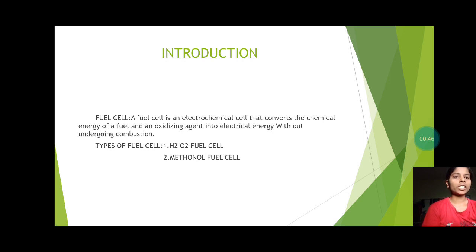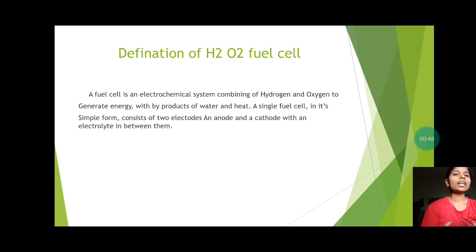First of all, we go for the H2O2 fuel cell. This is the definition of the H2O2 fuel cell. A fuel cell is an electrochemical system combining hydrogen and oxygen to generate energy with byproducts of water and heat. A single fuel cell in its simple form consists of two electrodes, an anode and a cathode, with an electrolyte in between them.